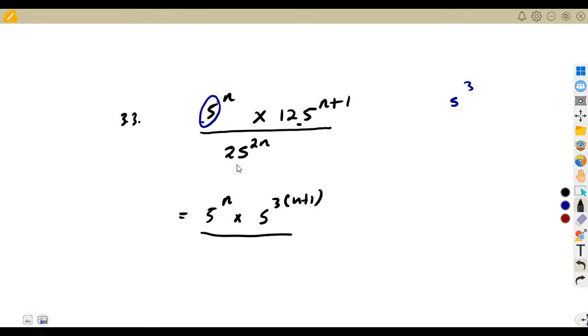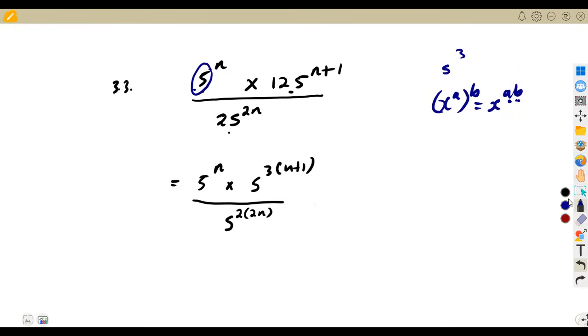We do the same thing, 25 in base 5, that is 5 to the exponent of 2, but we have an exponent there, which is 2n. Remember that if you are working with an exponent and another exponent, you simply multiply the exponents together. So here we are going to have 5 to the exponent of n multiplied by 5 to the exponent of 3n plus 3, everything over 5 to the exponent of 4n.